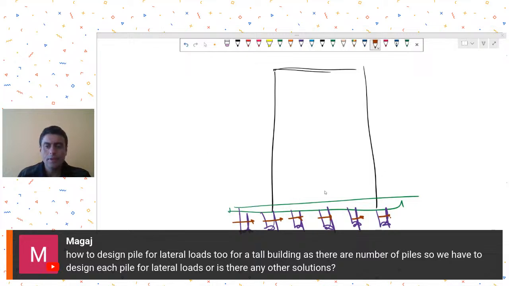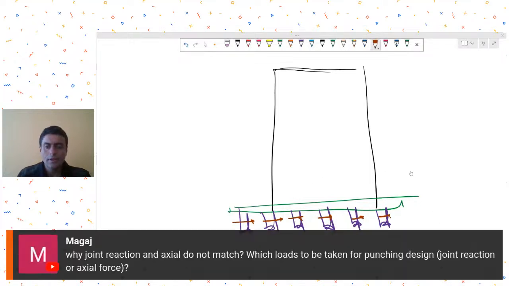Okay. All right. Then Mr. Magaj is asking why joint reactions and axial forces do not match. No, they should match. I don't know what you are doing. They should match. They will match. The joint reaction at the base and the column axial load over there will match.